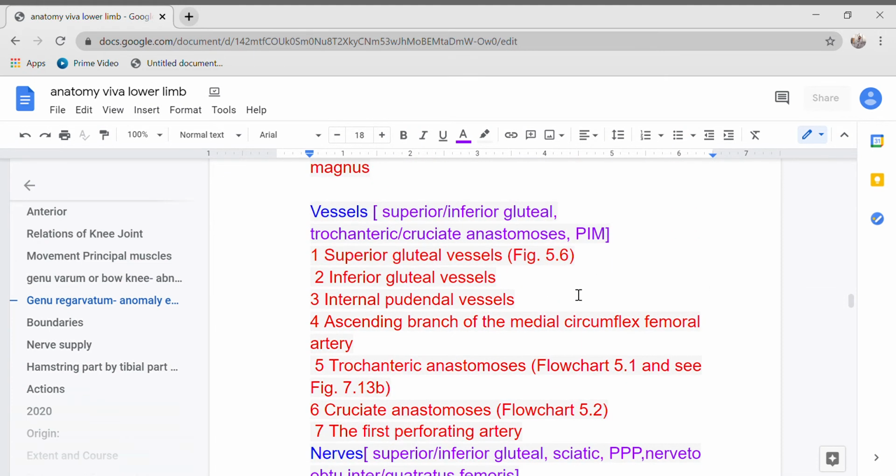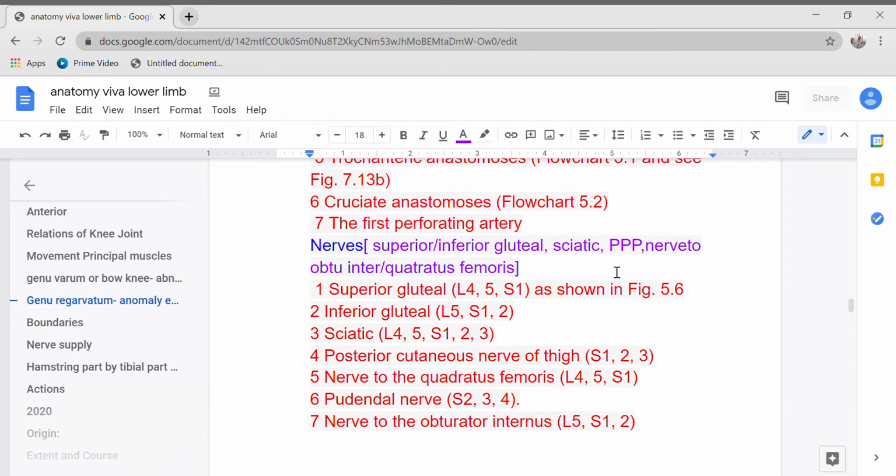Whereas vessels, they are superior and inferior gluteal, trochanteric and cruciate anastomosis, and PIM. I is for internal pudendal, P is for perforating artery, the first perforating artery, and M is for ascending branch of medial circumflex femoral. So gluteal vessels means superior and inferior gluteal vessels. Anastomosis is trochanteric and cruciate anastomosis. PIM is for first perforating artery, internal pudendal vessels, and ascending branch of medial circumflex.